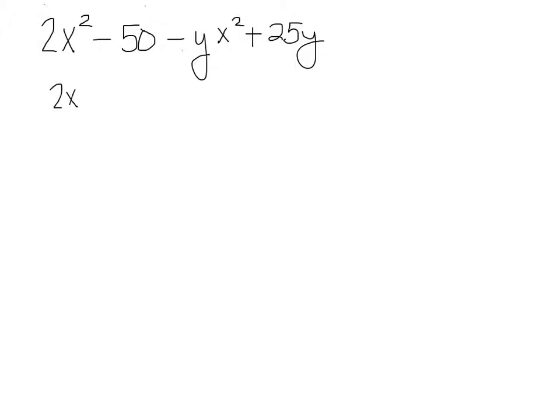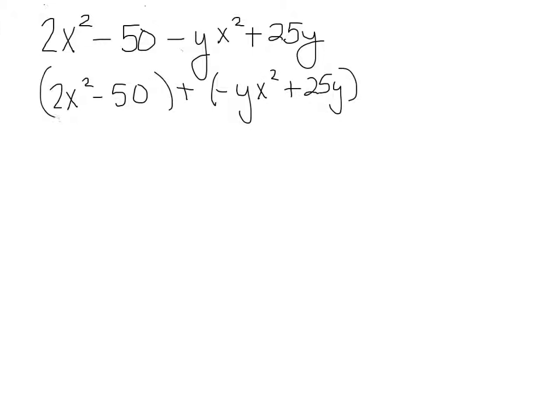We're going to bring down the 2x squared minus 50, and then we're going to leave negative yx squared plus 25y in parentheses. We cannot separate that negative. And then we're going to group, but we're going to leave that plus sign in the middle. And now we factor out. What can I factor out of 2x squared minus 50? I can factor out a 2 and get x squared minus 25.